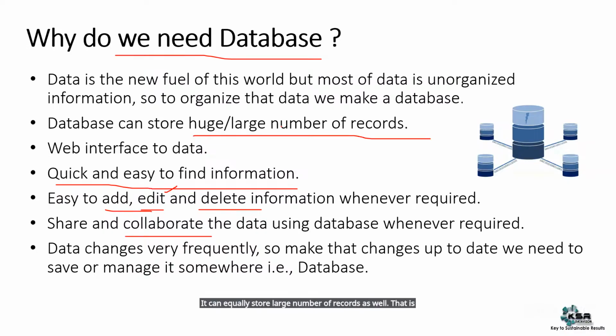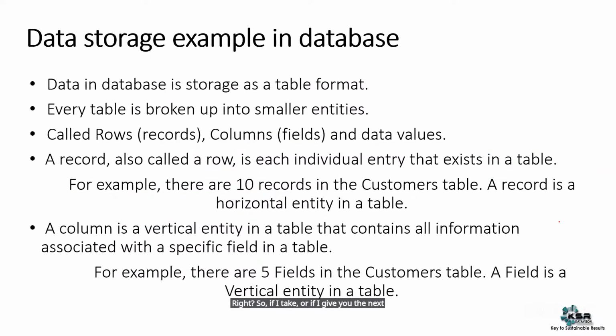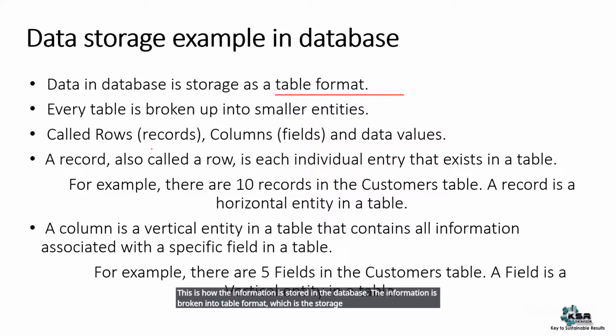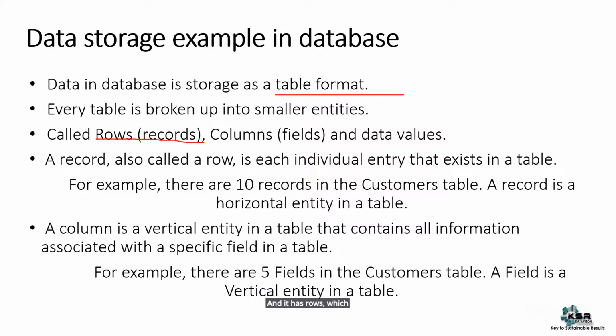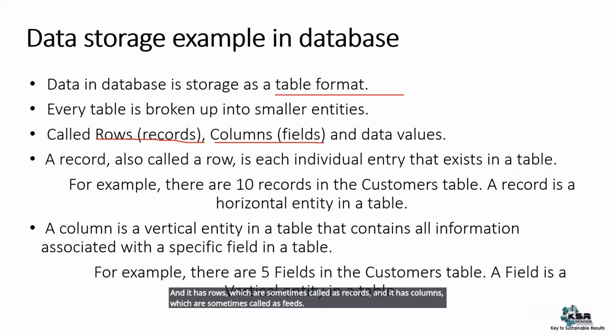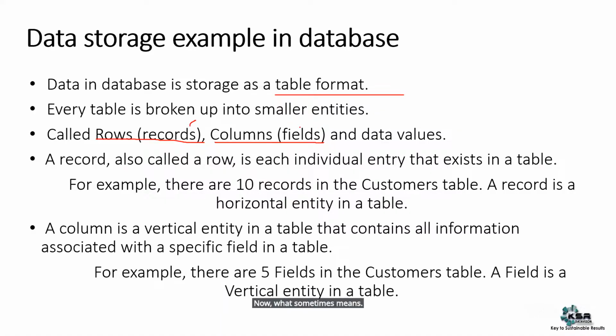That is the reason people try to save their information in a particular database, and that database has tables which have rows and columns. If I give you the next example, this is how the information is stored in the database. The information is broken into table format, which is the storage format, and it has rows, which are sometimes called records, and columns, which are sometimes called fields. Records and fields are technical words from the database point of view.